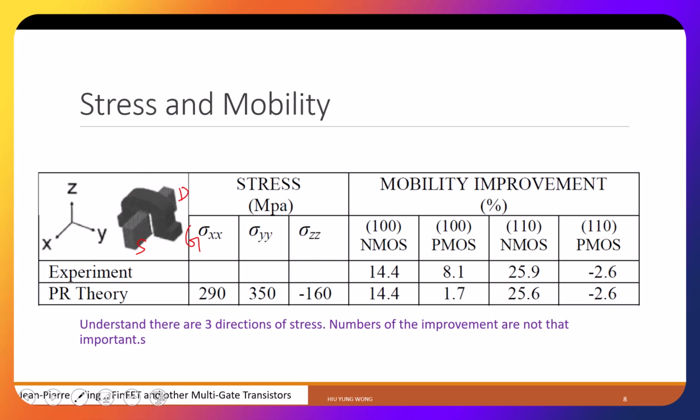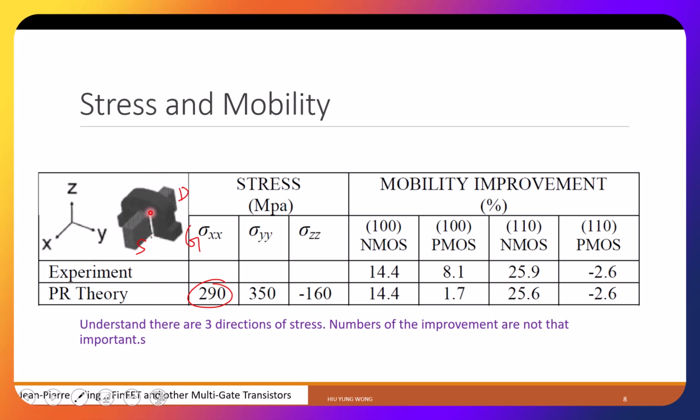Now, all the numbers here are not important because it really depends on channel orientation and technology. This can be outdated or is not universal, in my opinion. Some may be okay. But this leads to what you said: the stress does not need to be in one direction. Here in the XX direction, you have 290 megapascal. In the YY direction, which is across the width, you have 350 megapascal. And then in the Z direction it is negative.